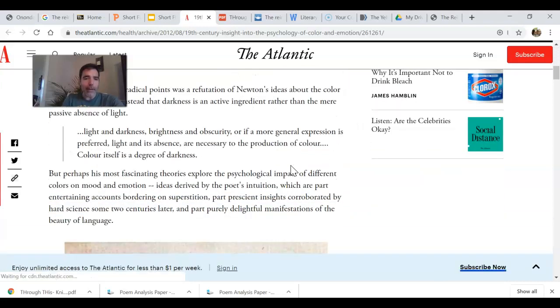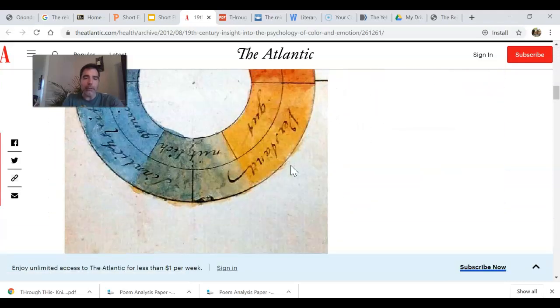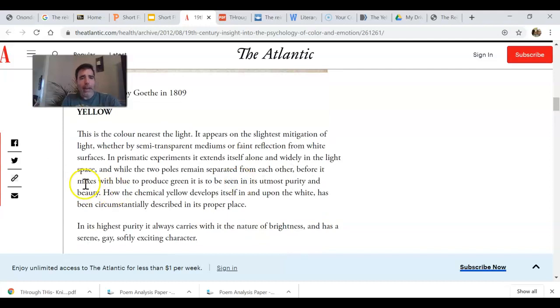So I'm going to scroll down and it talks a little bit about different colors. And so when he talks about yellow, it says yellow is the color nearest to the light. It appears in the slightest mitigation of light, whether by semi-transparent mediums or faint reflection. I want to skip down here.